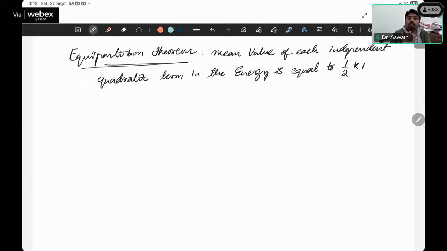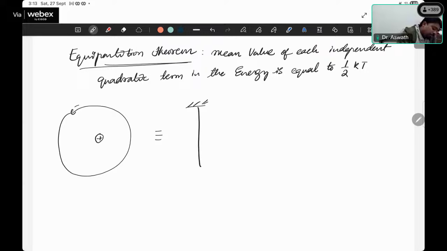I'll tell you what I mean. Let's get back and find out. Let's just take a simple situation. Let's take a nucleus. An electron is revolving around the nucleus. It is just equivalent to a pendulum system, or a spring mass system. What is a spring mass system? A spring is attached to a mass.